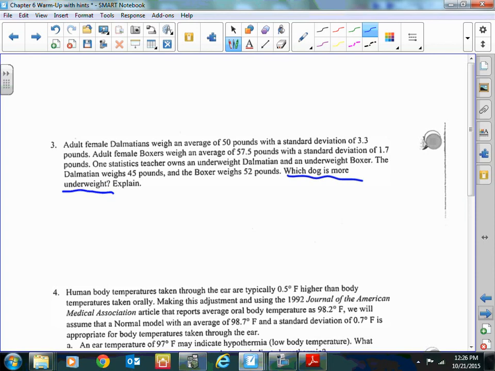So you're going to want to get a z-score for the Dalmatian and a z-score for the boxer, and how would you determine which one is more underweight? Not by percentage. Which one is the farthest below the mean? Which z-score is farthest below the mean?